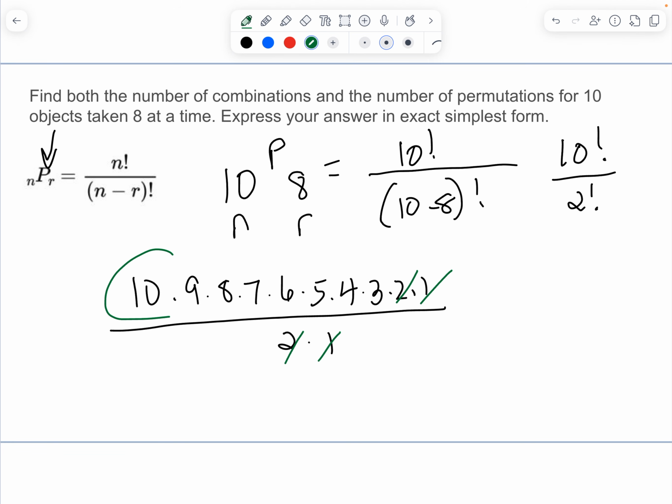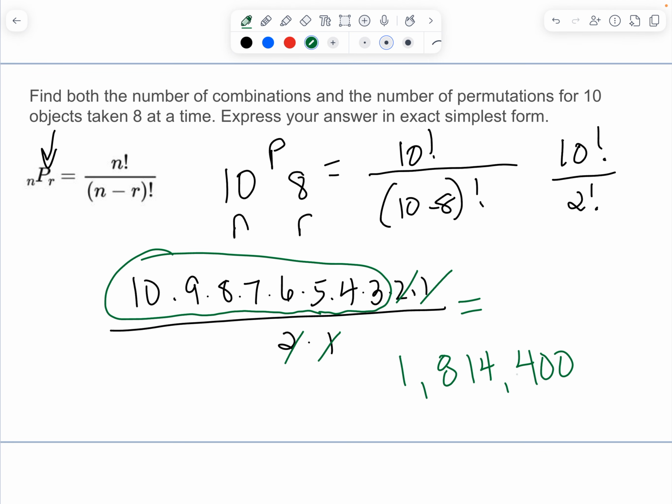So in my calculator, I'm going to do 10 times 9 times 8 times 7 times 6 times 5 times 4 times 3. And that's going to give us 1,814,400 different permutations.